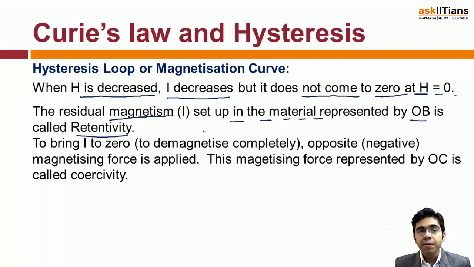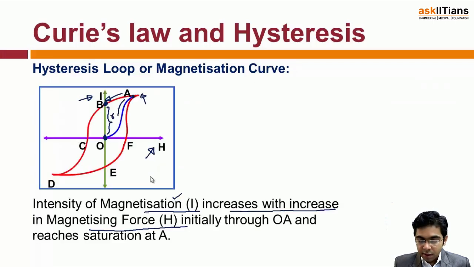Demagnetization means that we are applying the field in the opposite direction, or we are reversing the direction of the field. So our opposite magnetizing force is applied. This magnetizing force represented by OC is called the coercivity. That means when the magnetism inside the material goes to 0, what is the value of H? You represent this by OC, or coercivity. Let us represent it by C.